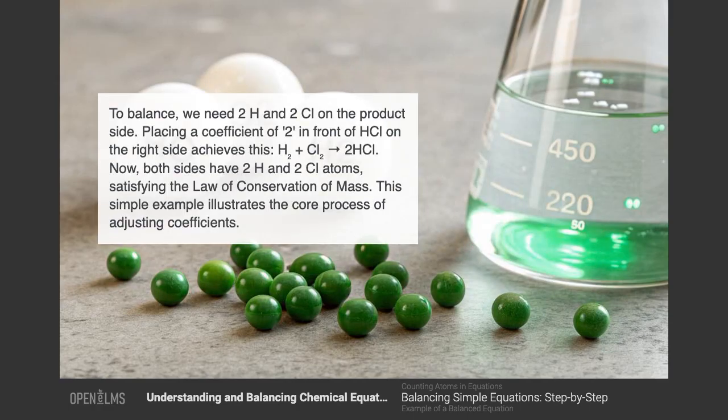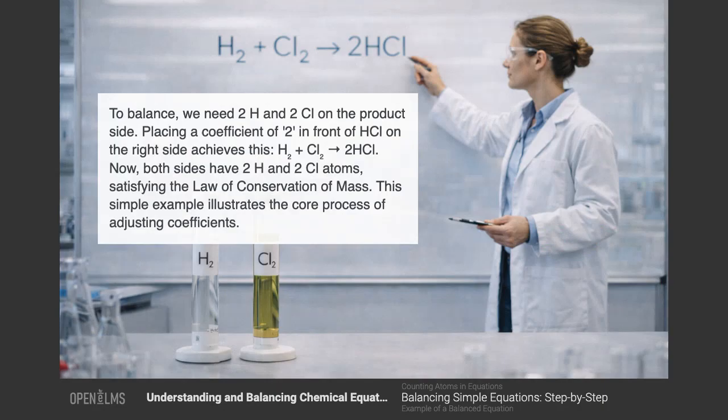To balance, we need 2H and 2Cl on the product side. Placing a coefficient of 2 in front of HCl on the right side achieves this: H2 plus Cl2 yields 2HCl. Now, both sides have 2H and 2Cl atoms, satisfying the law of conservation of mass. This simple example illustrates the core process of adjusting coefficients.